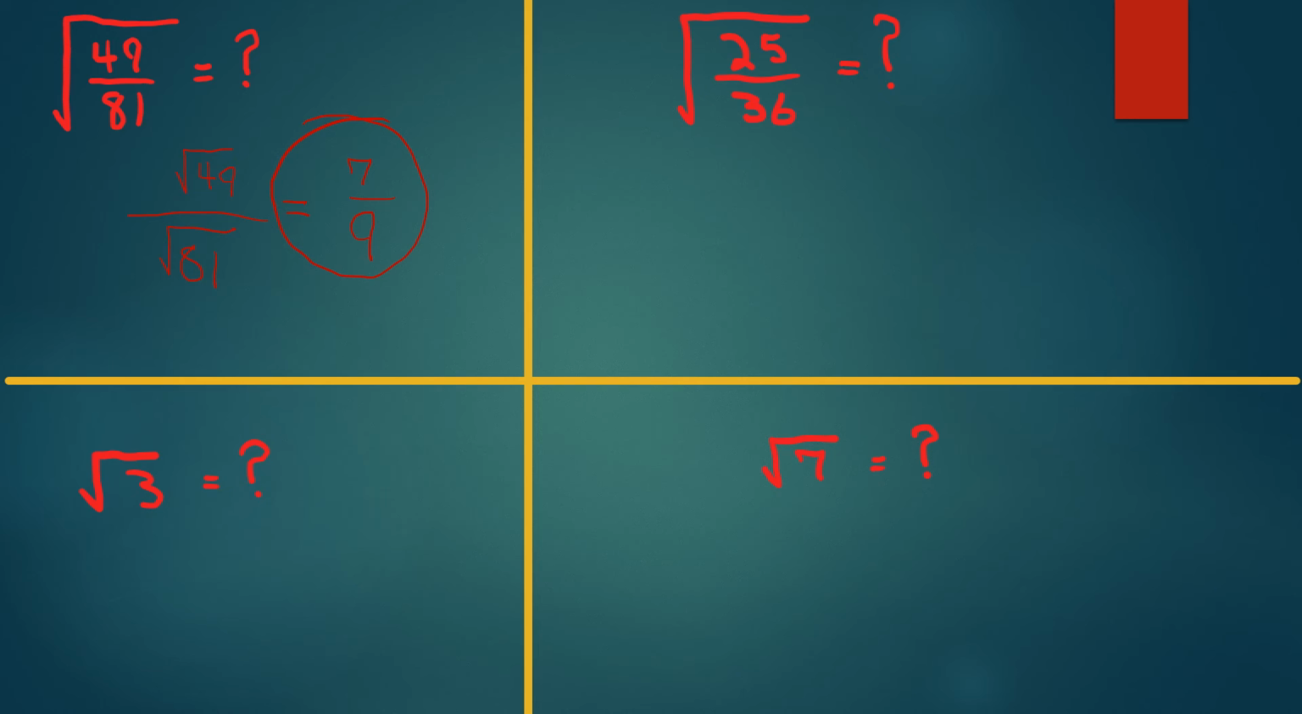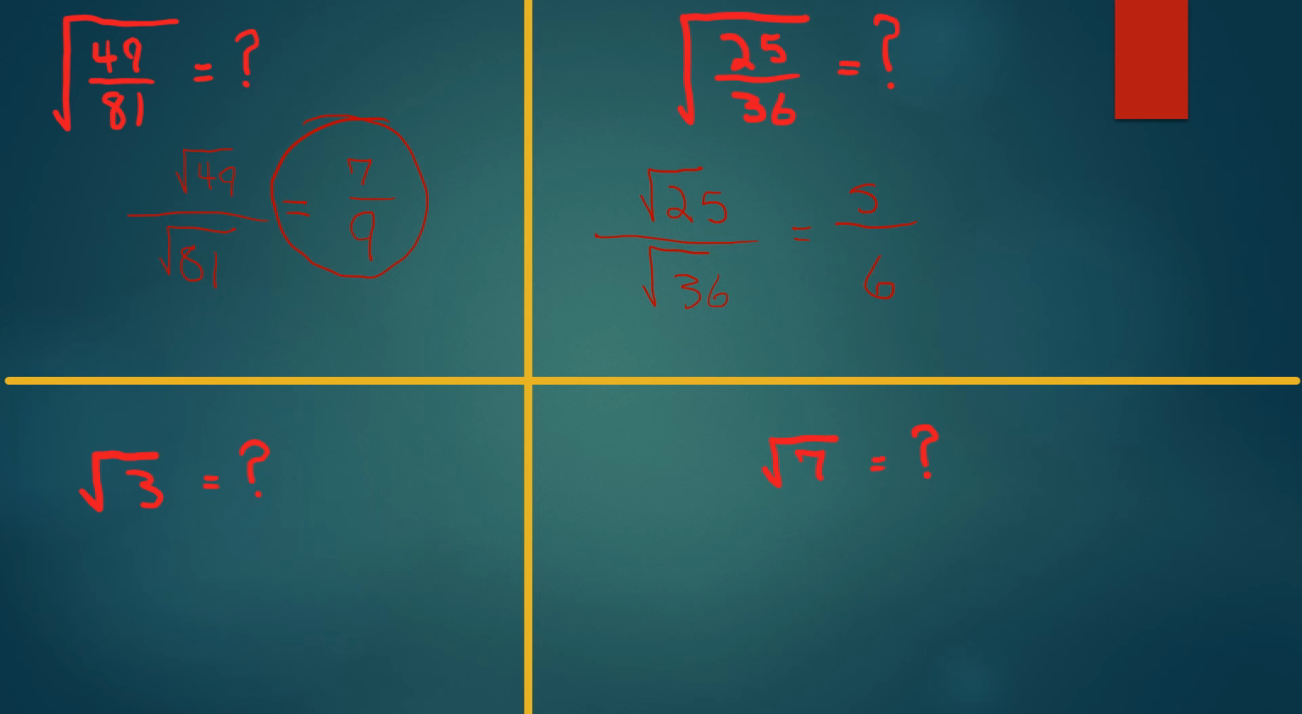Same method. Let's go ahead, since the whole square root is covering that fraction, let's apply a square root to the numerator and the square root to the denominator. 5 times 5 equals 25, so the square root of 25 equals 5. 6 times 6 equals 36, so the square root of 36 is 6.